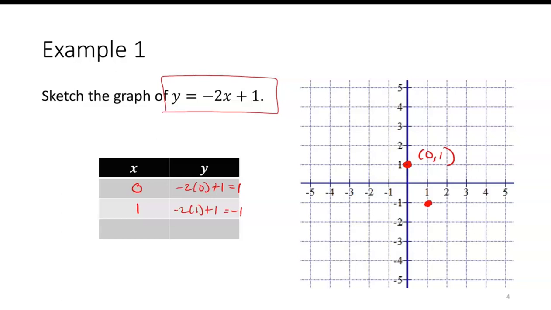I try a third point. Let's say x is 3. Then -2 times 3 plus 1 would be -6 plus 1, which is -5. So x is 3, y is -5 would be right here. And then after that, we would connect the dots, and everything in between there would be the solution of y equals -2x plus 1.